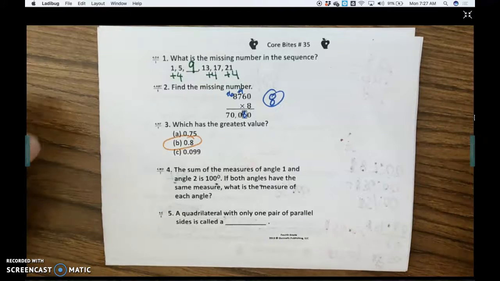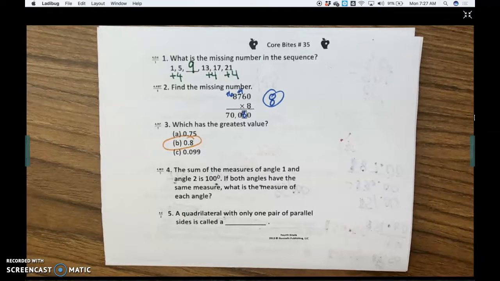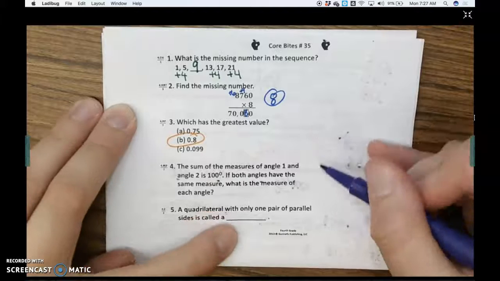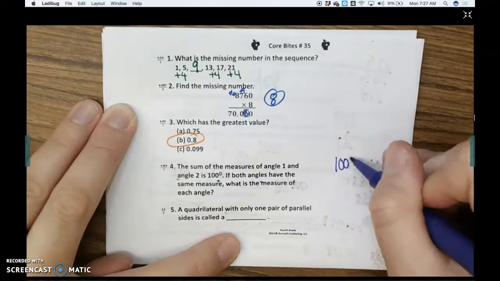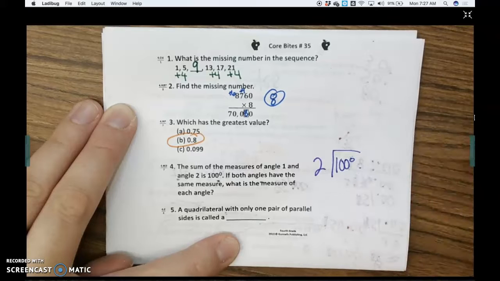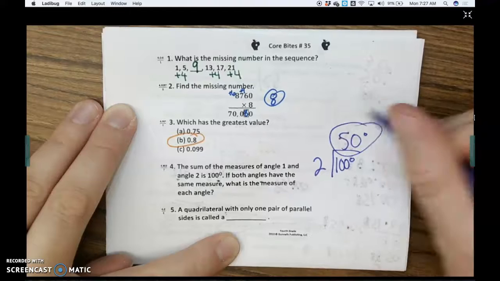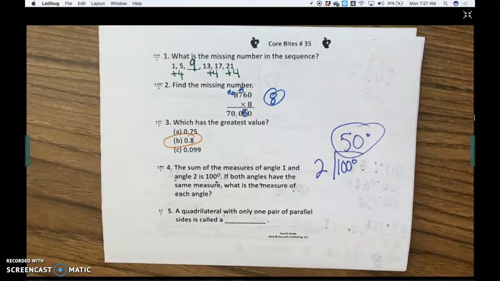For number 4, the sum of the measure of angle 1 and 2 is 100 degrees. If both angles have the same measure, what is the measure of each angle? Okay, so if you've got 100 degrees, 2 angles are the same, 2 times what gives you 100? The answer would be 50. So both angles would be 50 degrees.